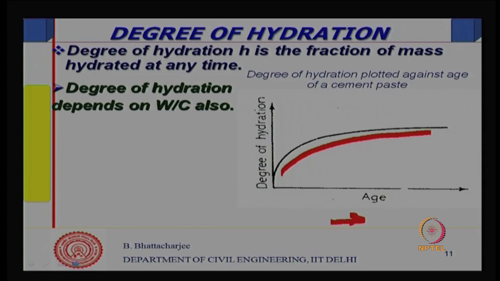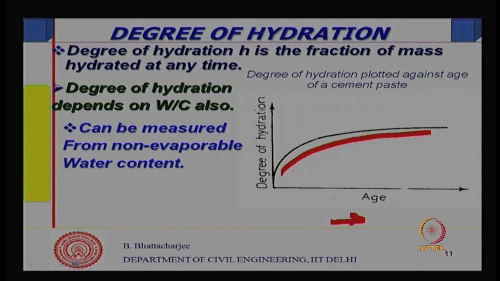But recently, many experiments have demonstrated that this degree of hydration is a function of water cement ratio as well. Even for high water cement ratios like 0.4, 0.5, 0.6, etc., it is a function of the water cement ratio itself. And one can measure this from non evaporable water content.